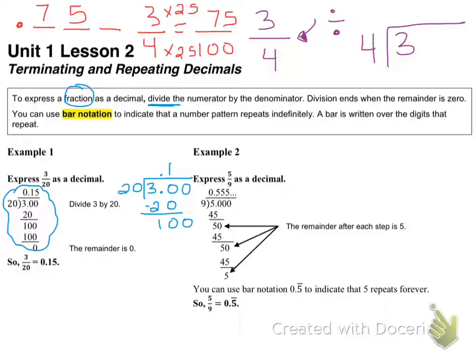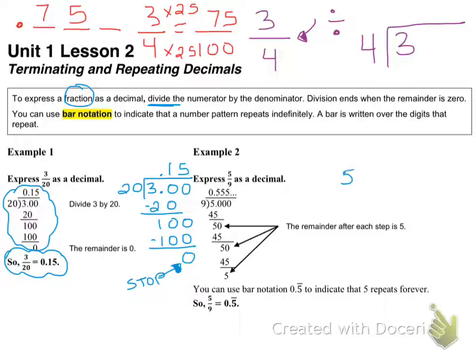And then we drop another 0. And then 20 goes into 100 5 times. 5 times 20 is 100. Subtract, we got 0. It terminated. Okay, so it stopped right there. We have a remainder of 0, so we are done. So our answer, or our decimal equivalent, is 15 hundredths. So 3/20ths is equal to 15 hundredths. That's a terminating decimal.